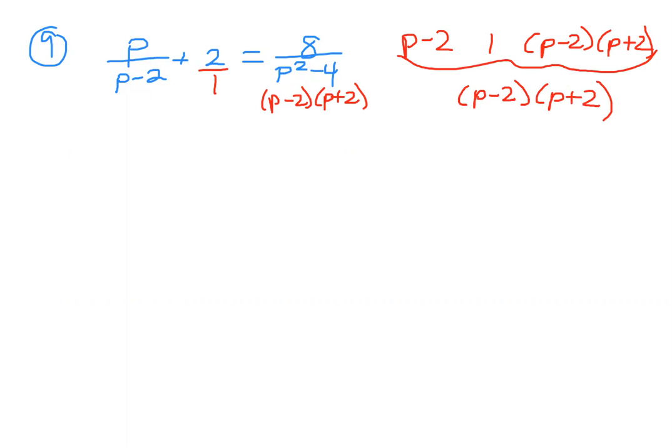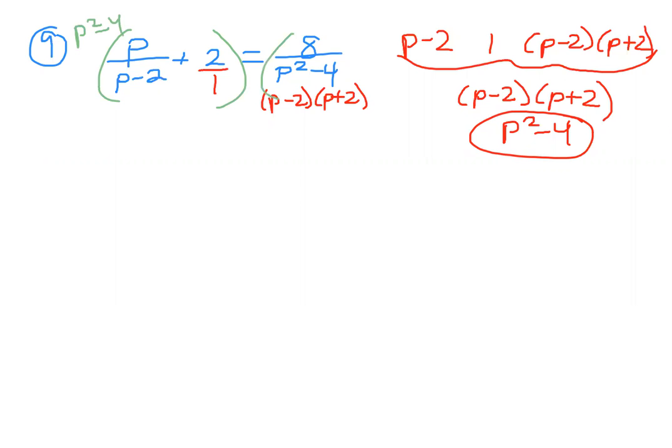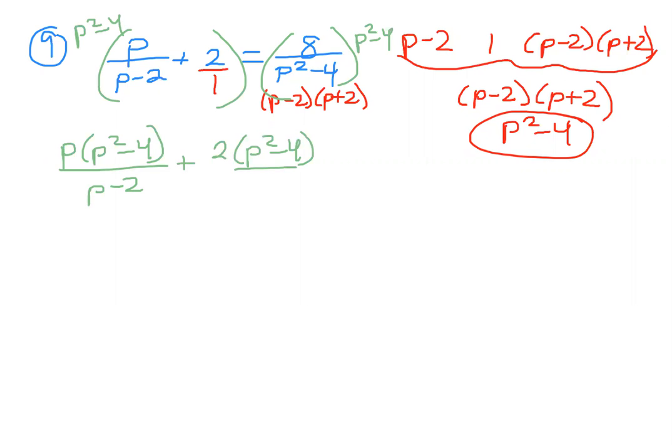Or p squared minus 4. Okay, it's probably going to be easier to write it like this. So we're going to multiply this side by p squared minus 4 and this side by p squared minus 4. Over here, when we distribute this, we get p times p squared minus 4 over p minus 2, plus 2 times p squared minus 4 over 1, equals 8 times p squared minus 4 over p squared minus 4. Now we're going to reduce.